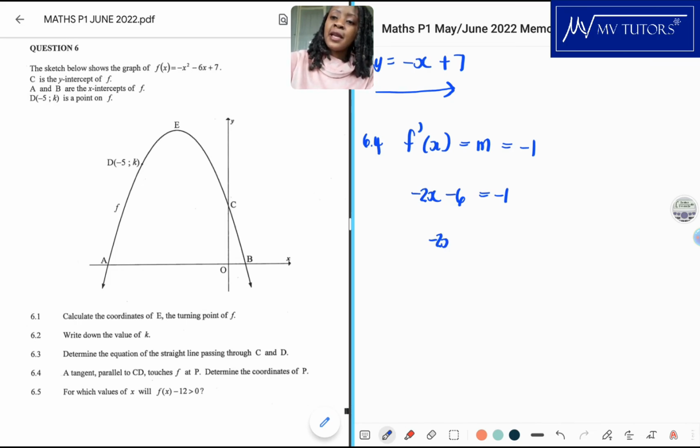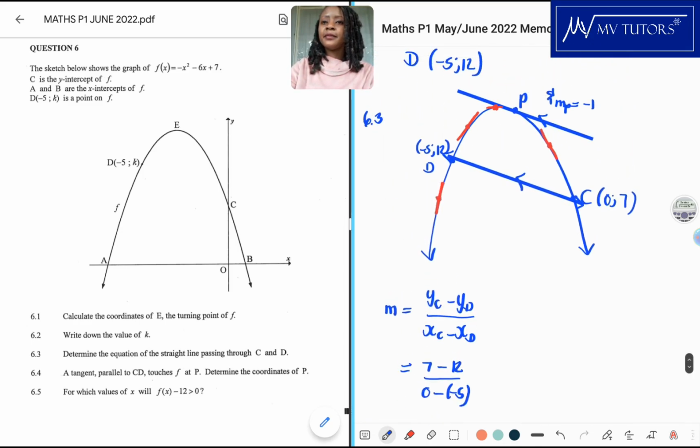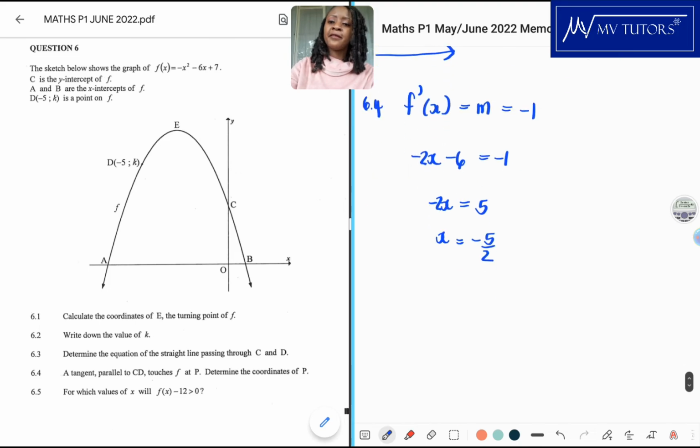So -2x, if I take -6 to the other side, it's +6. So 6 minus 1, that would be 5. And then x is -5/2. And that makes sense, because P is to the right of E. What was E? -3. So it makes sense that it's -2,5.